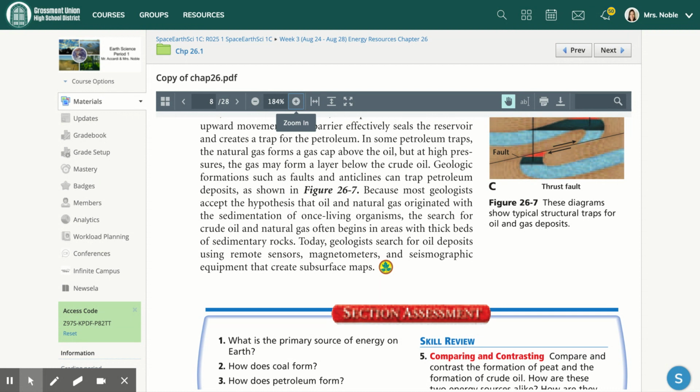Because most geologists accept the hypothesis that oil and natural gas originated with the sediments of once-living organisms, the search for crude oil and natural gas often began in areas with thick beds of sedimentary rocks. Today, geologists search for oil deposits using remote sensors, magnetometers, and seismographic equipment that create subsurface maps.